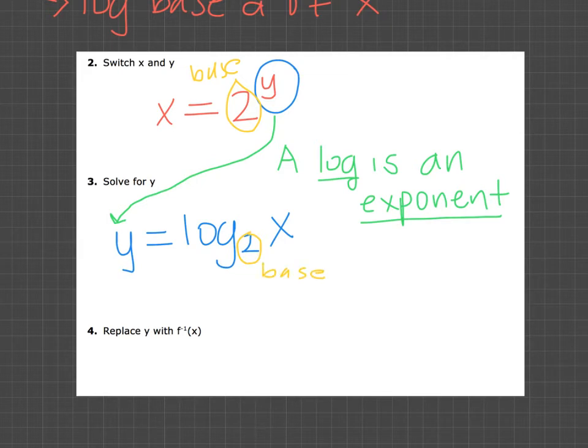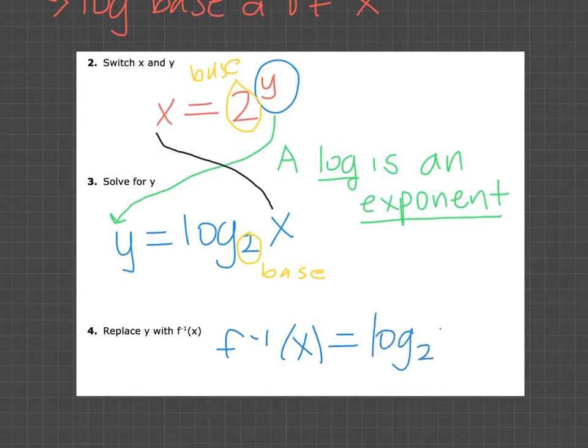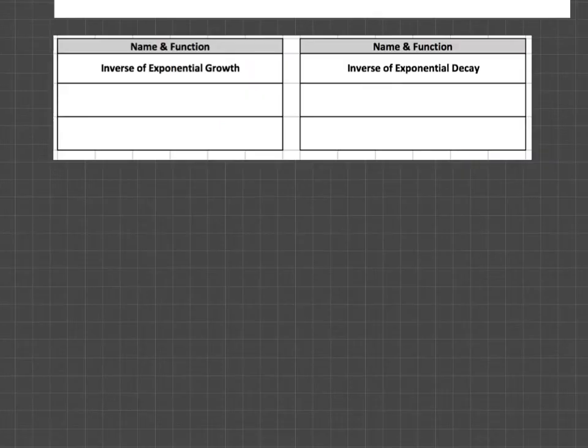All right, and I guess just to round it out, we've got the x. That x here is the same as this x here. The last step in finding the inverse function is to change that notation from y to f inverse of x. So we can say f inverse of x is log base 2 of x.